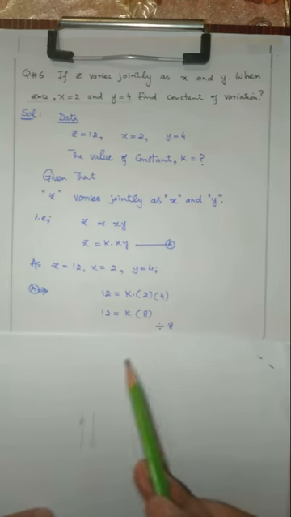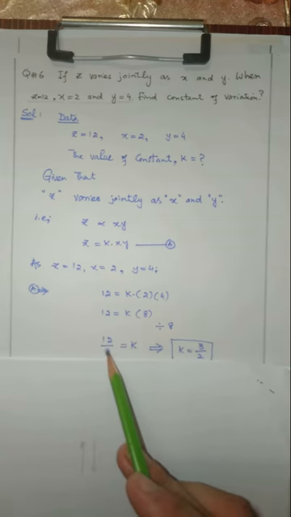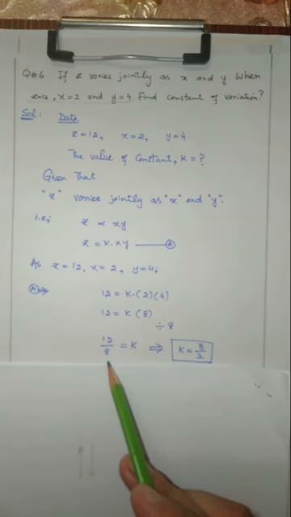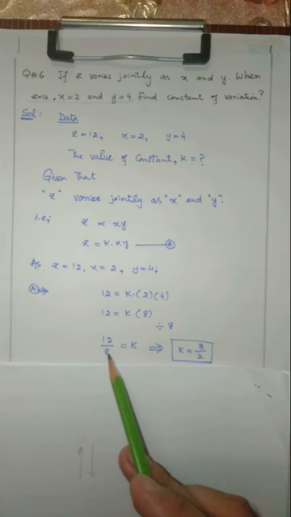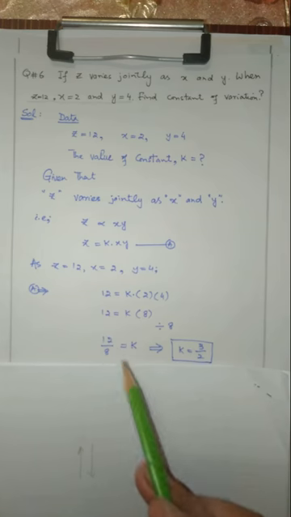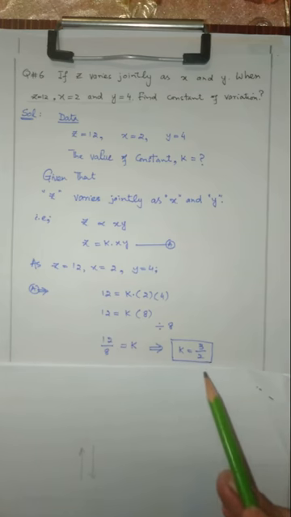Dividing by 8 to find out the value of k. 12 divided by 8. 4 2s are 8 and 4 3s are 12. So k is equal to 3 by 2.